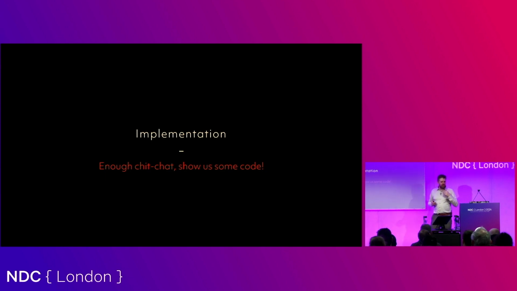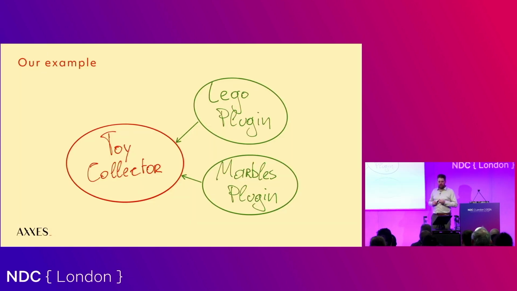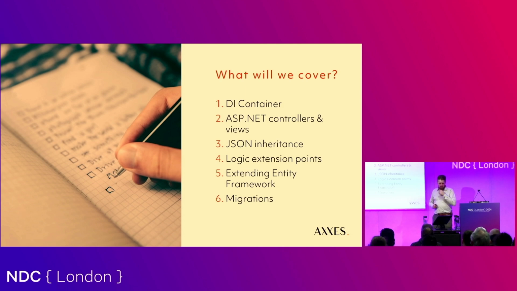So let's dive into the code and see what we need. The application that we'll be building today is a toy collector. We're going to be collecting toys, and we're going to start with Lego and with marbles, but we might collect any arbitrary type of toy. So I'm going to walk through these 6 things, and hopefully that will be before the end of the hour, so I can let you go and have some coffee.